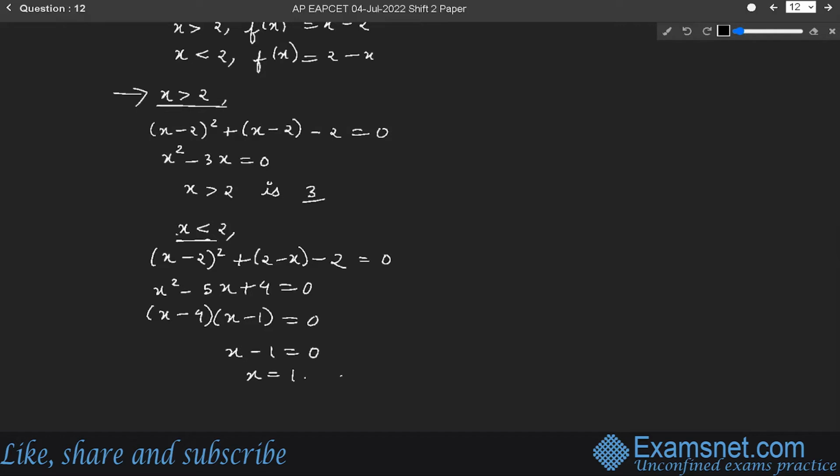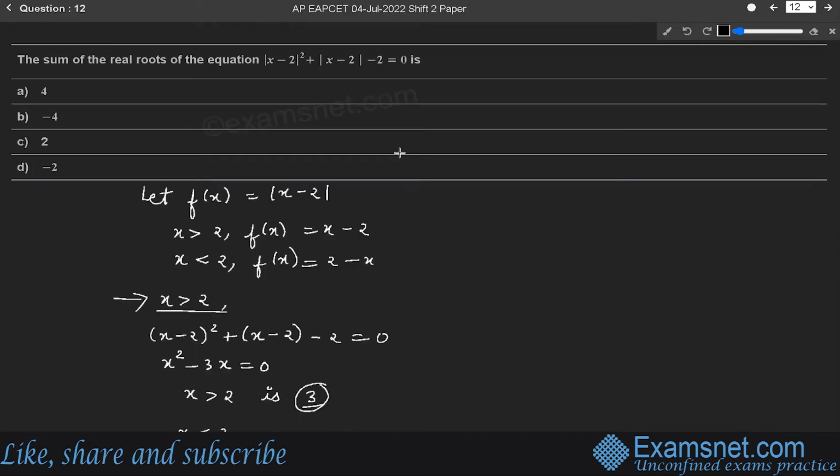Now you can see that one root is 3 and another root is 1. We have to find the sum of the roots. Sum of the roots will be 3 plus 1, which is equal to 4. Therefore, we can say that the sum of the roots of this equation is 4. So option number A is the correct option here.